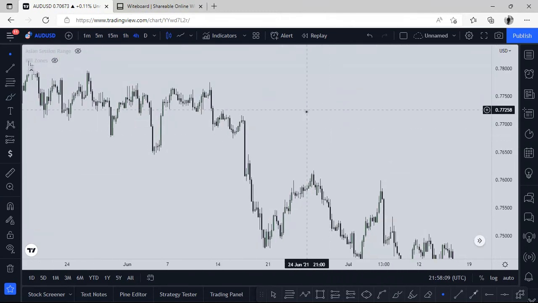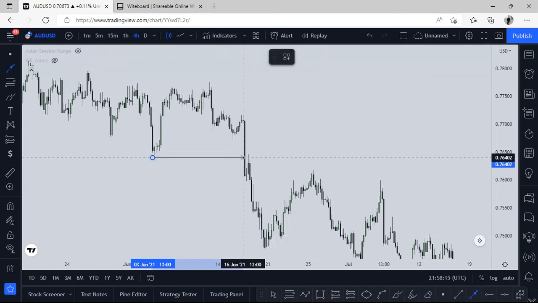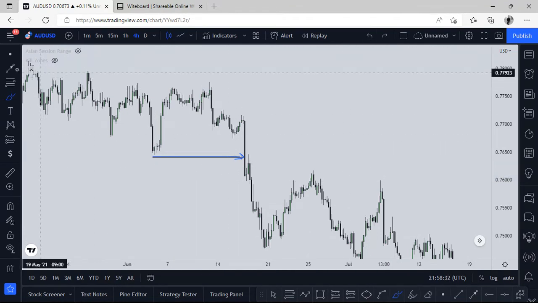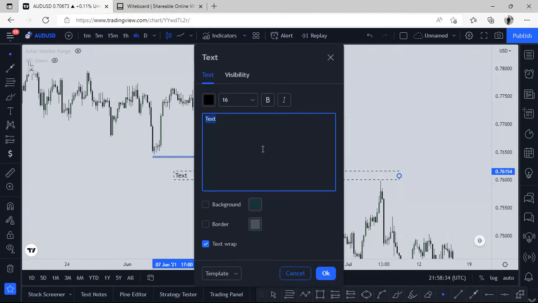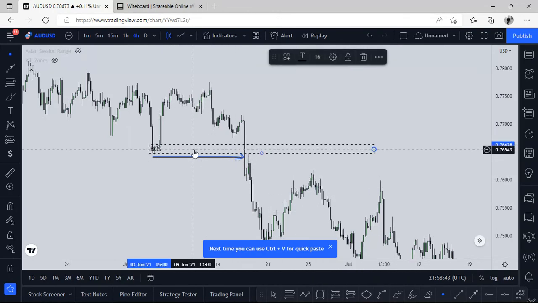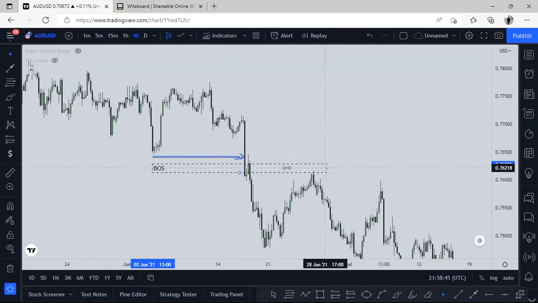So now let's name this. Let me use this material. This is a break of structure, BOS. Let me just name it like this, BOS. So this is a BOS here. This is a break of market structure here.